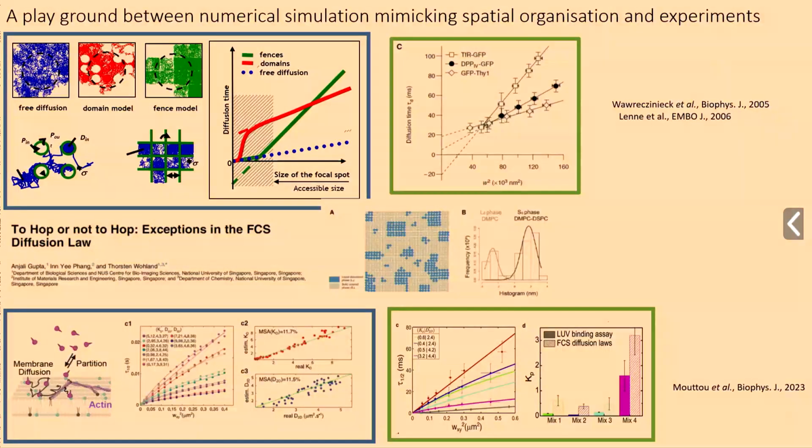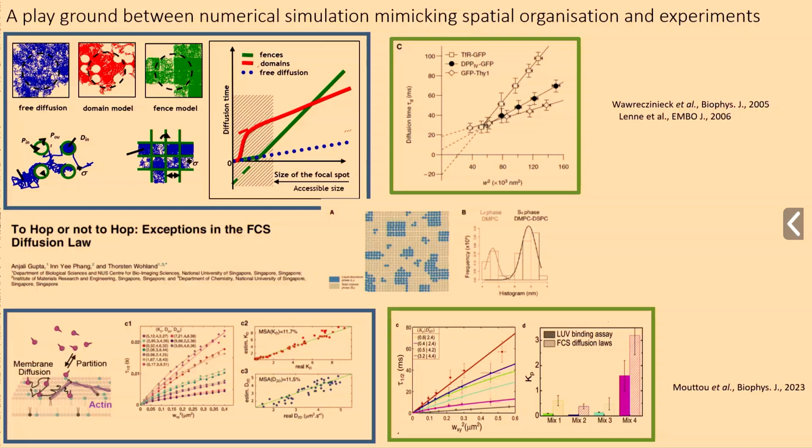So with this, you can play by simulating numerically different possibilities in the space you want to explore. So here, for example, you compare free diffusion with a domain model where the molecule can get in and get out with a given probability, or a fence model. So the molecule is diffusing within the fence, and at one time it hops over the fence. And if you do that, you can already predict the behavior of the diffusion time that you deduce from the FCS curve, for example.